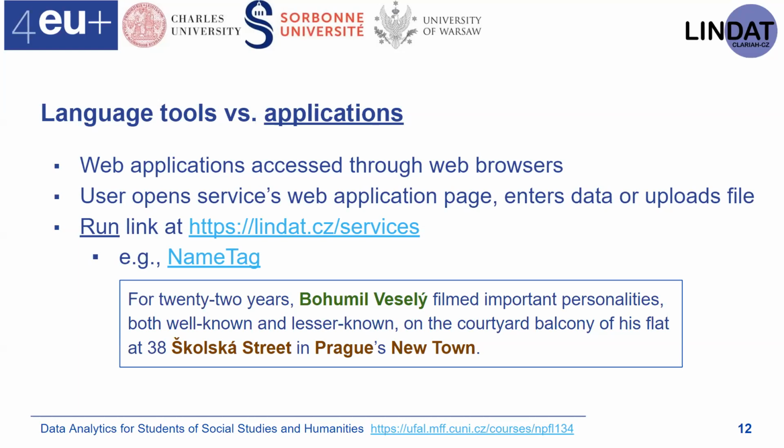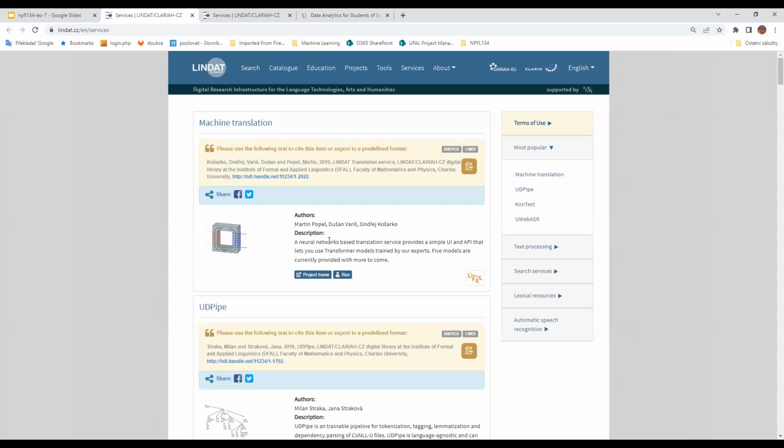So you open a web browser, and you can open a web application page. And typically there is a window where you can enter your data, your sentences or paragraphs, and there is some button for running the tool. So let me illustrate it. I visit this page, Lindat Services. I hope that now you can see a tab with Lindat Services. Yes or not? Yes. Thank you.